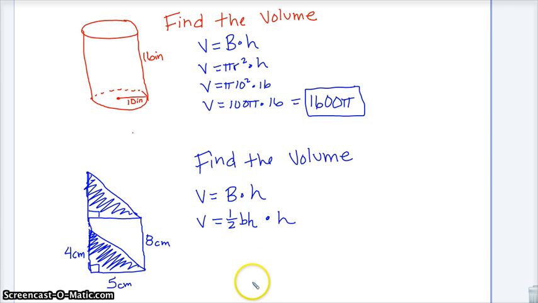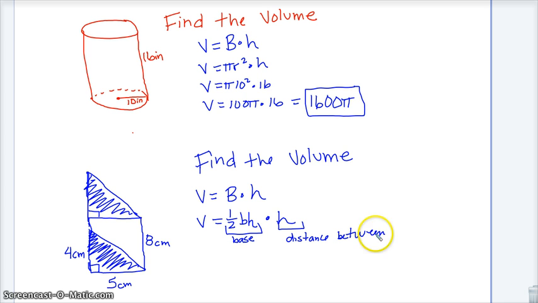Now, this is important to realize. This formula right here is only about the base. And this height right here is the distance between the bases. It's easy to get confused when we keep talking about bases and heights and we're changing between simply the base and the whole prism.